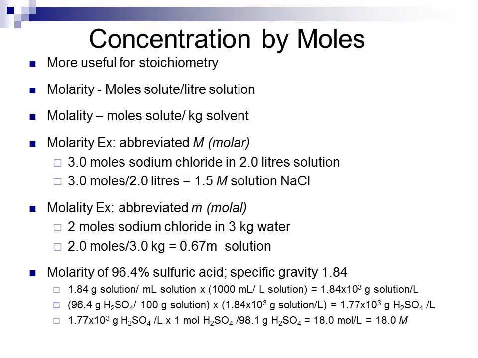So if I take those 1.77 times 10 to the 3rd grams and multiply by the molar mass, 1 mole of sulfuric acid per 98.1 grams of sulfuric acid, I wind up with an 18 mole per liter solution, or 18 molar solution.